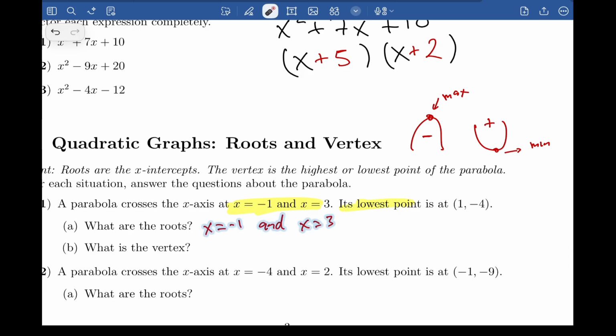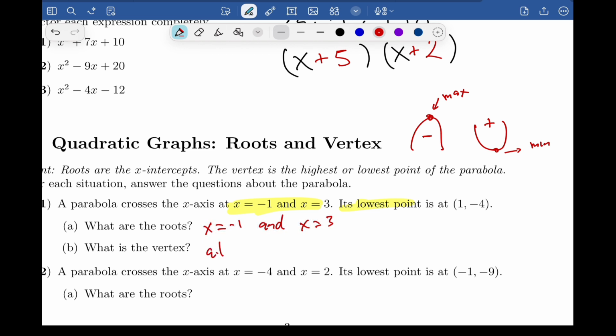Okay, what is the vertex? So here it is telling you its lowest point. Lowest point means the minimum point. Okay, so the minimum point is at 1 comma minus 4, and that's it. So this is only a different way to say find the minimum, because it's telling you its lowest point is that, so you need to think that this lowest point means the vertex, and the vertex is a minimum.